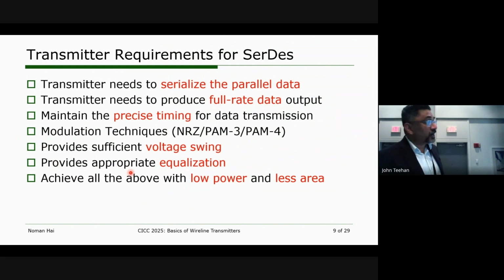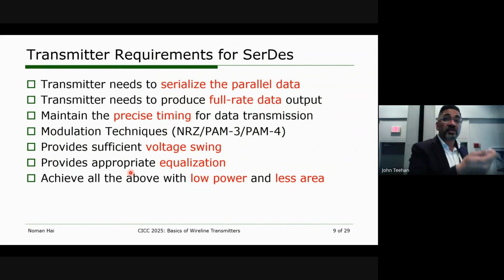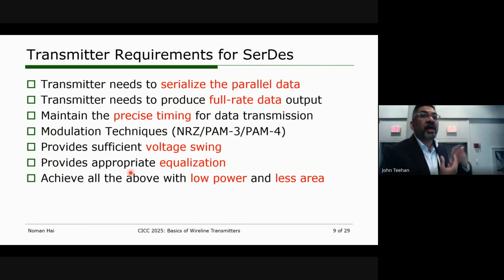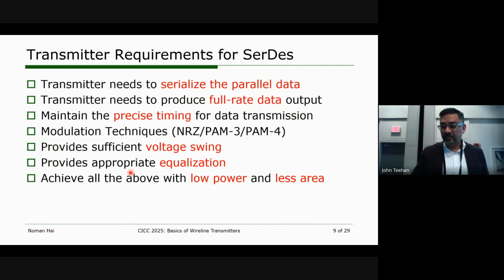It provides appropriate equalization. I use the word equalization here. You can think about it when an aeroplane is going through airspace and an air pocket comes in or a storm comes in, it needs to be able to recover from all these imperfections, or the headwind, tailwind. All these things, it needs to be equalized to make it through. So that's part of the equalization we use. And above all, it needs to be done with low power and as little area as possible.